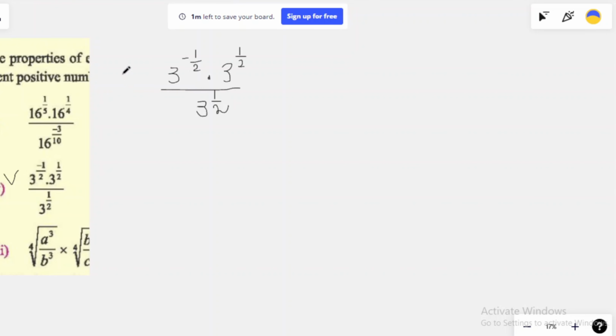Now we have question number 4. If we look at this question number 4, in the numerator we have two numbers with a similar base, which is 3, and they are being multiplied. This dot is representing that they are being multiplied. And whenever you have two numbers with a similar base that are being multiplied, their powers are going to be added. So the exponents are minus 1 by 2 plus 1 by 2.